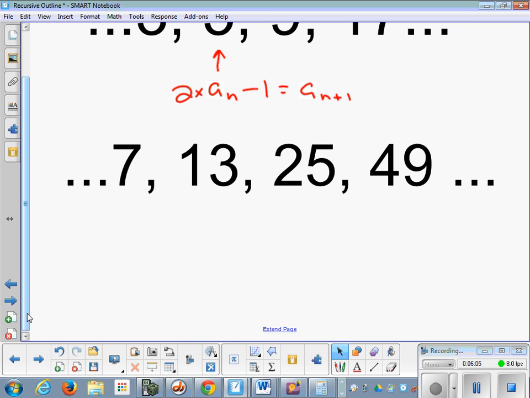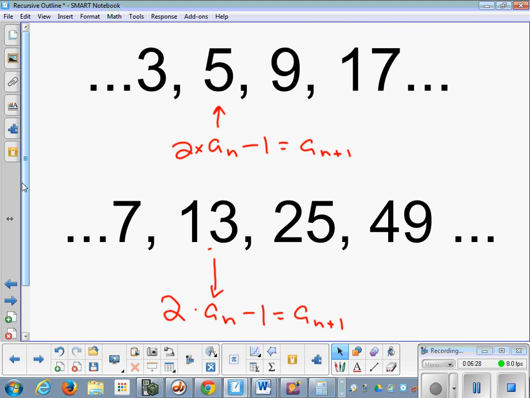Doubling everything. Maybe there's something if I double everything. What happens if I double everything? If I start with 13 and double it, it gives me 26. Add 1, that gives me the next term. I take 25 and double it. Subtract 1, that gives me, holy cow.